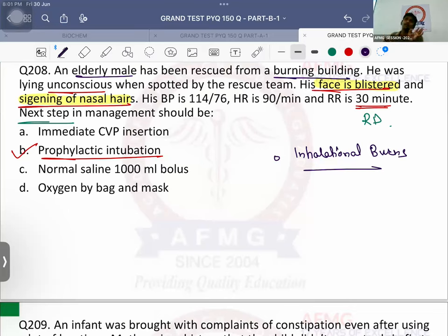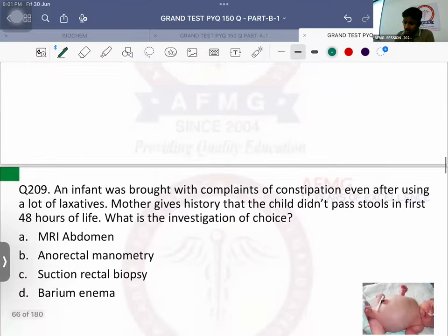ATLS protocol follow hota hai burns ke liye, airway breathing circulation, that's it. Theek hai, important is that. And most common cause of late death in burns after 3 to 5 days, sepsis. Most common cause of death in burns overall, sepsis. Most common organism, pseudomonas. Question number 209.